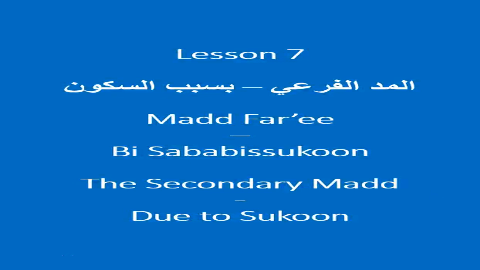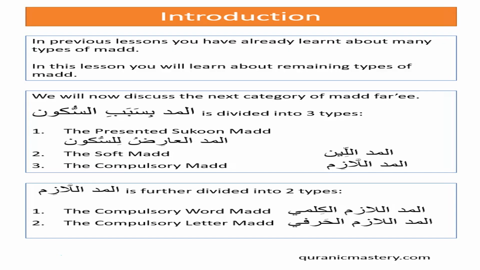Alhamdulillah wa salatu wa salam ala rasulillah. Welcome to lesson number 7. Lesson number 7 is continuing the lessons on al-mad, and in particular the lesson on maddul far'i. In previous lessons we looked at al-maddul far'i bisabab al-hamz, and in this lesson we will be looking at the maddul far'i bisabab al-sukun. Bisabab al-sukun means due to the sukun, due to the sakin which occurs. So let's dive straight into it.